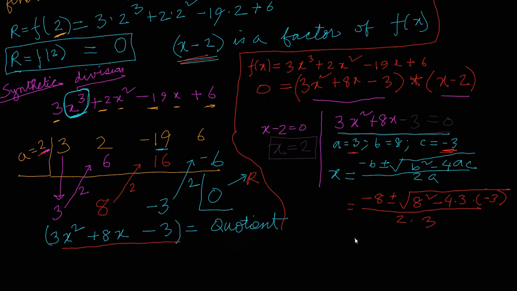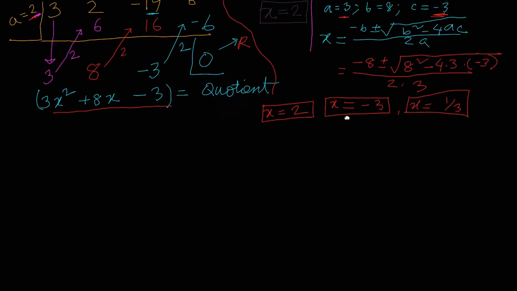So if you simplify, you are going to find one x value is negative 3, and then you are going to find another x value is 1/3. Okay, so these are all my x intercepts. So what is the other one? x equal to 2, so x equal to 2. So these are my intercepts.